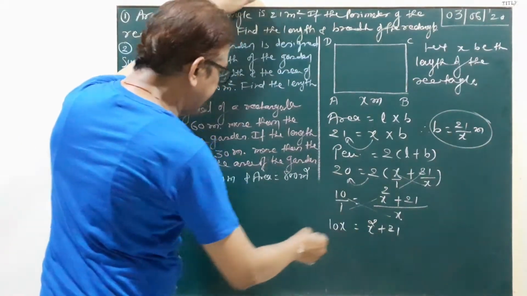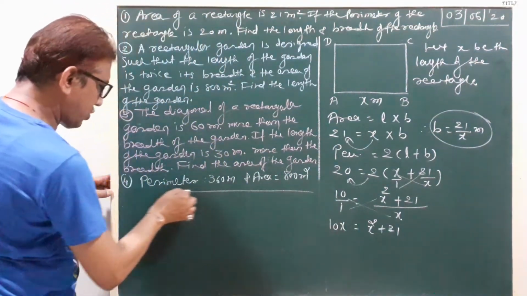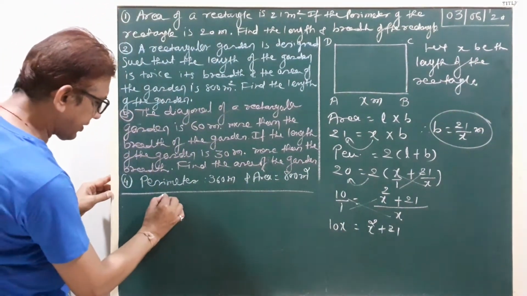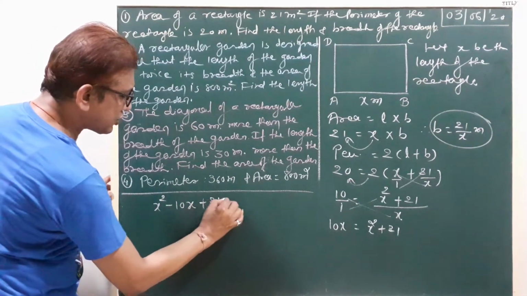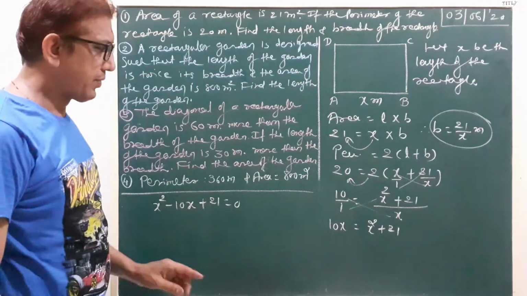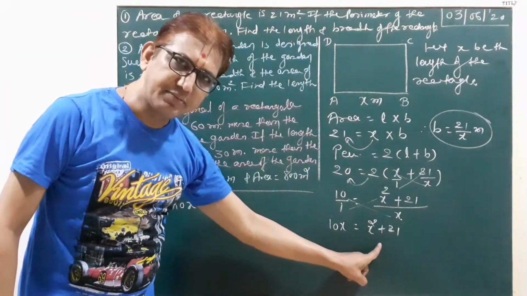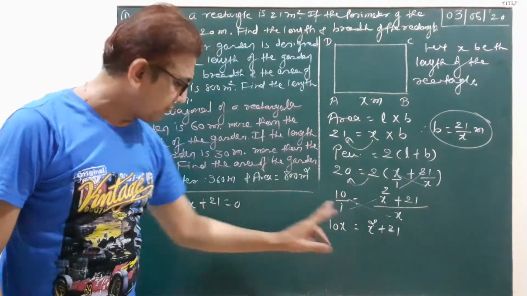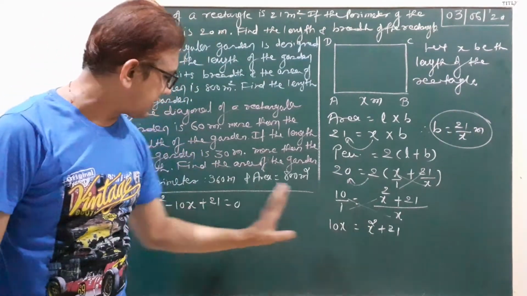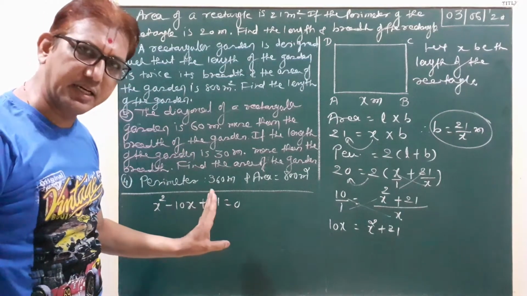Now 10x is on the right side, so our quadratic equation is x square minus 10x plus 21 equal to 0. First we write x square, then 10x is negative, so minus 10x and plus 21 as it is, equal to 0. Is that clear?